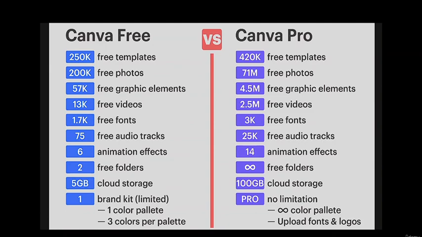So in the free version, you'll get only 5 GB cloud storage, but in Canva Pro, you'll get 100 GB cloud storage, where you can basically put up your work and also save it for later use. Or if you want to just safeguard your work, you can do it in your cloud storage. And in the Canva free version you'll get only one brand kit, which is the limited version, but here in the pro version you will get unlimited color palettes and also be able to upload fonts and logos according to your needs. So I hope you guys have understood this particular class on the introduction.